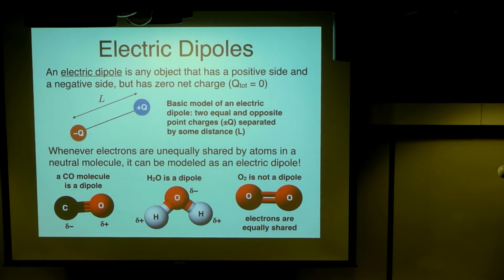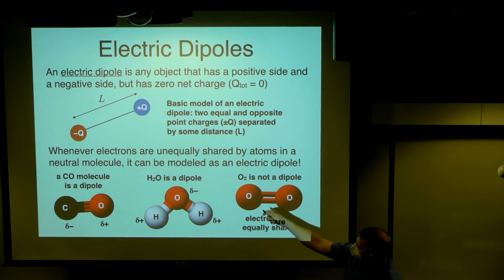Let's first define our terms. An electric dipole is basically any object that has a positive side and a negative side to it, but overall it's charge neutral, okay? So think something like this. This is the simplest way to visualize an electric dipole. You have a positive charge plus Q at one end, and you have a negative charge minus Q at the other end, and they're separated by some amount, we'll call the distance between the two charge sides L, okay?